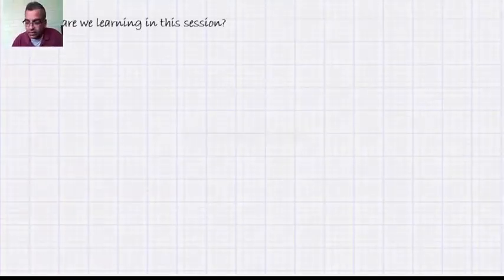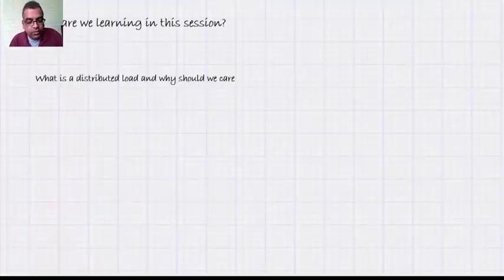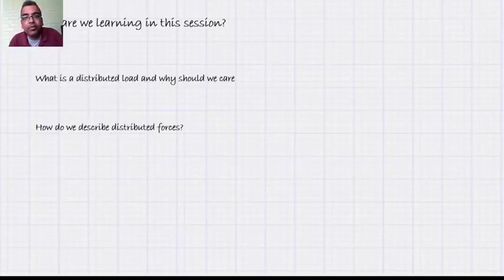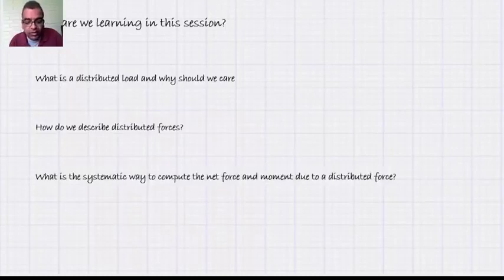Okay, so what are we learning in this session? So first thing we are going to talk about is what is a distributed load and why should we care? Okay, so that's item one. How do we describe them? So what is a mathematical way of describing distributed forces? And what's a systematic way to compute the net force and net moment due to distributed force? Well, why do I care about net force and net moment? Remember, when I have to do equilibrium, I have to find out net force, net moment, okay?